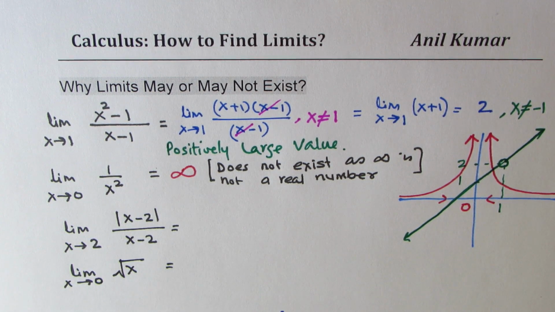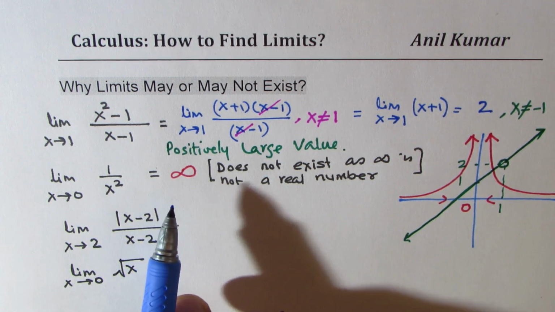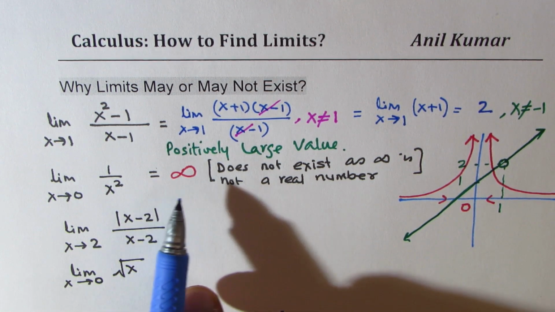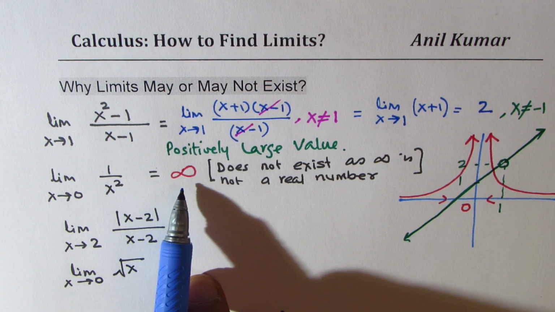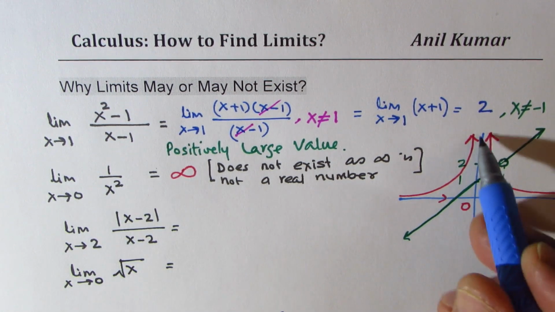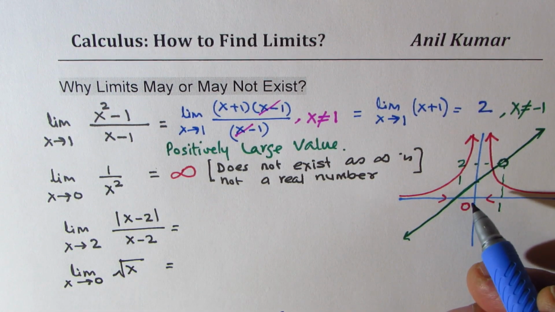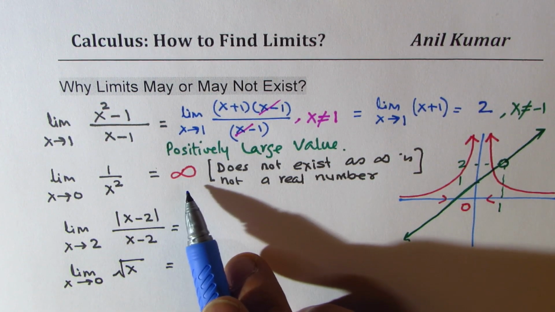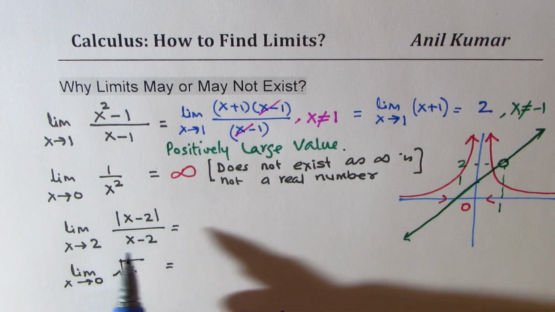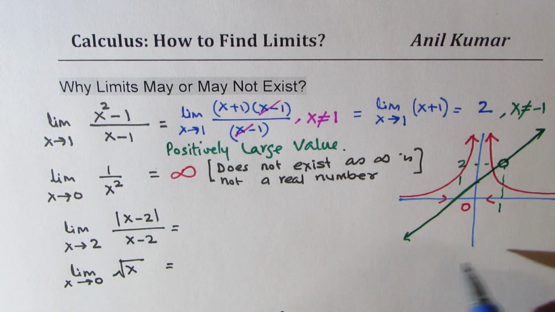So it's a huge concept. We do write infinity, but the limit does not exist. It helps us to sketch the graph and get meaningful information. At times, if the function is approaching the same side, we'll say it does not exist, but the value is infinity. Is that okay? Now let's take up the next two examples.